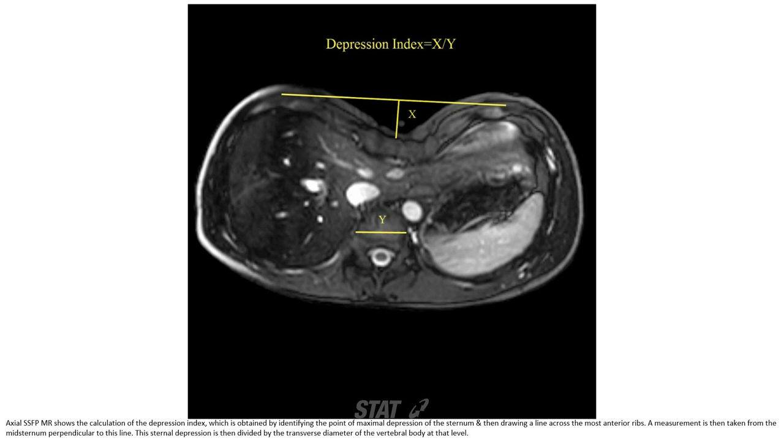SSFP MR shows the calculation of the depression index, which is obtained by identifying the point of maximum depression of the sternum and then drawing a line across the anterior ribs. A measurement is then taken from the midsternum perpendicular to this line. The sternal depression is then divided by the transverse diameter of the vertebral body at that level. The depression index is A over B.